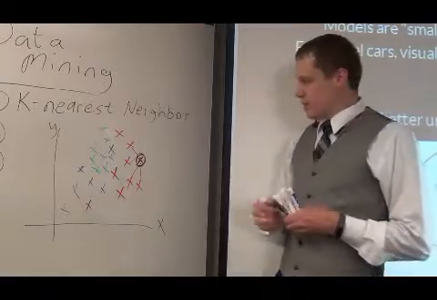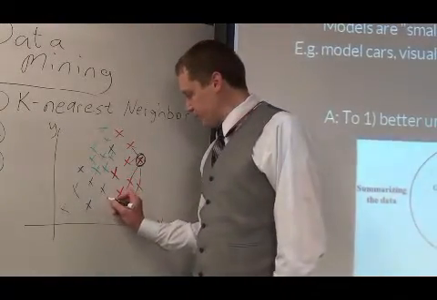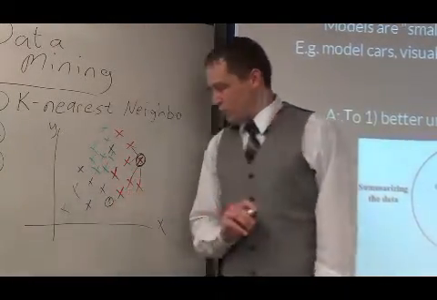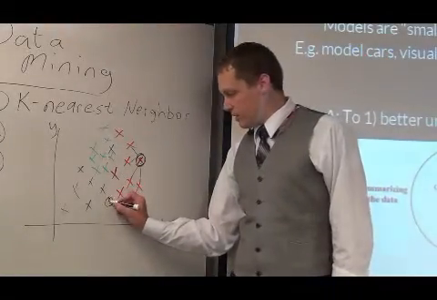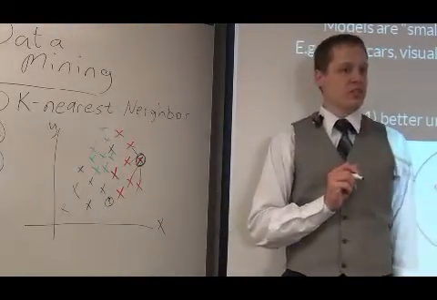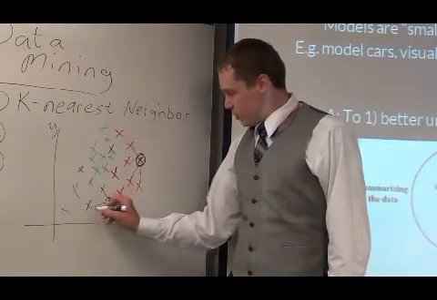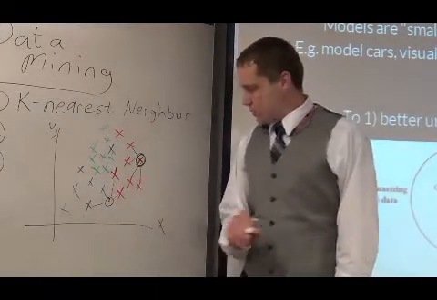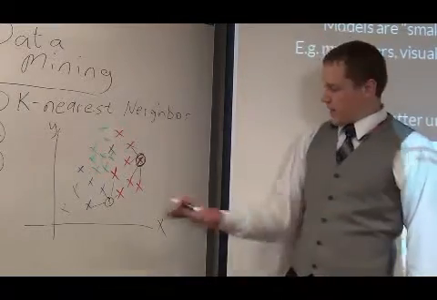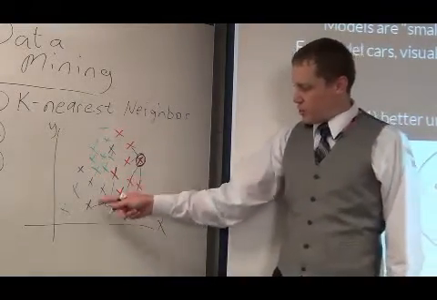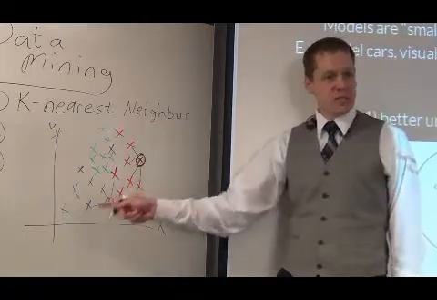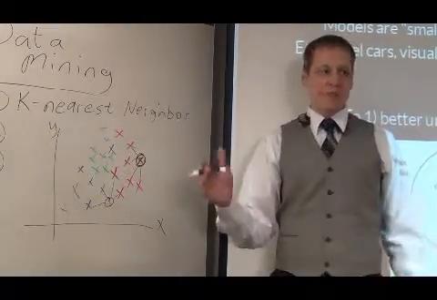Similarly, if we had a value down here, and the question is, what color should it be? Again, we'd say, okay, let's look at maybe the four nearest neighbors, 1, 2, 3, and 4. In that case, two of them are red, two of them are blue. So it's half and half, and we would just have to make a guess.